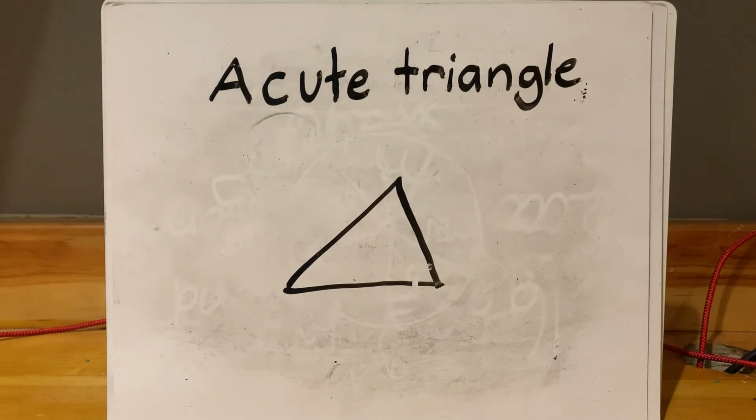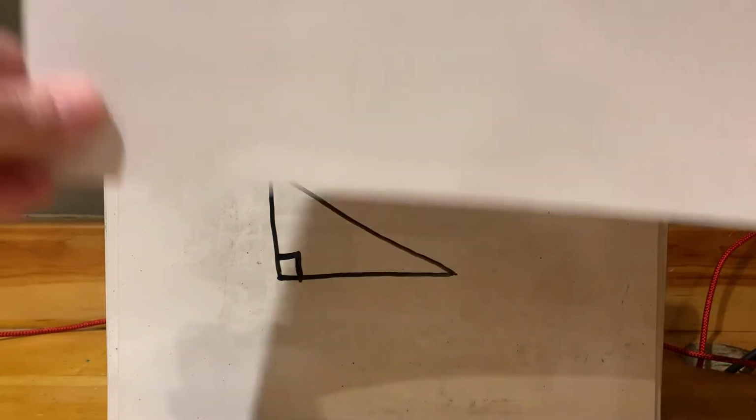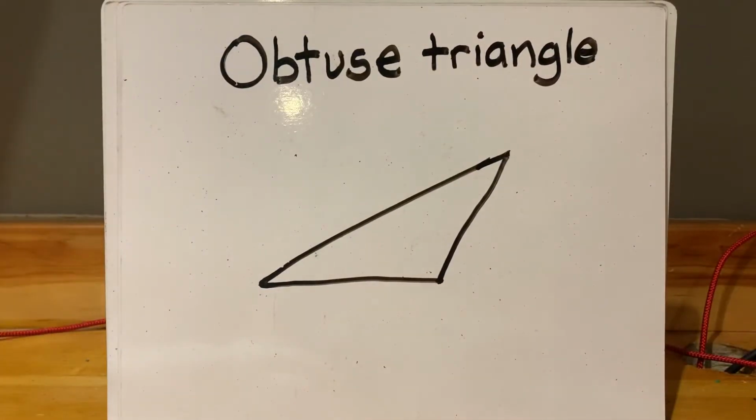Next, we have a right triangle. On a right triangle, one angle is a right angle. And finally, we have an obtuse triangle. One angle is an obtuse angle.